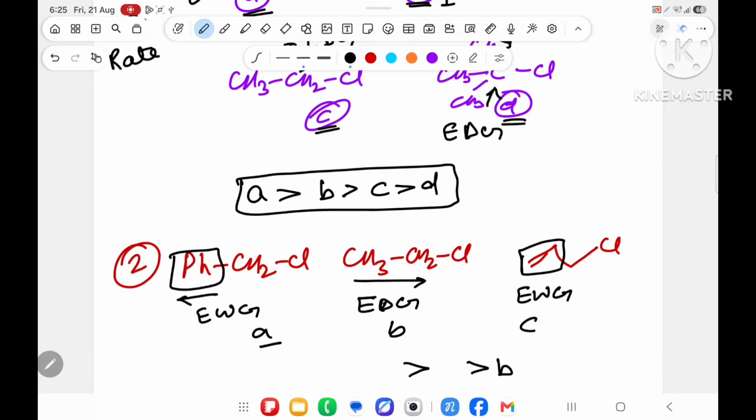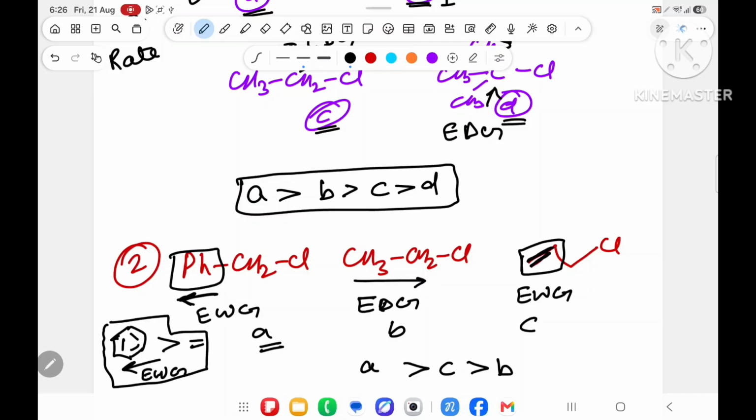What will you say? Sir, A will be more, because whenever I have dictated to you in GOC, the minus I effect of phenyl is more powerful. Why? Because phenyl has 3 double bonds and the other has only 1 double bond. So 3 double bonds is more electron withdrawing than 1 double bond. So A will be more, then C, then B.